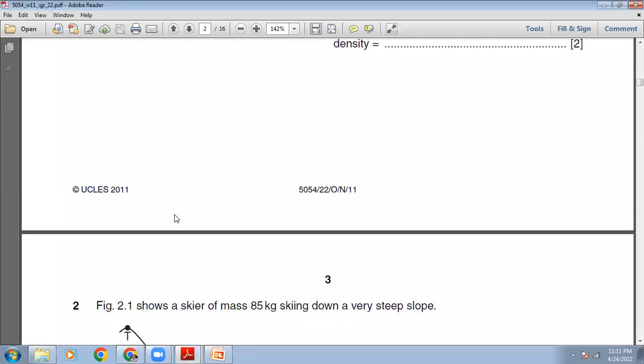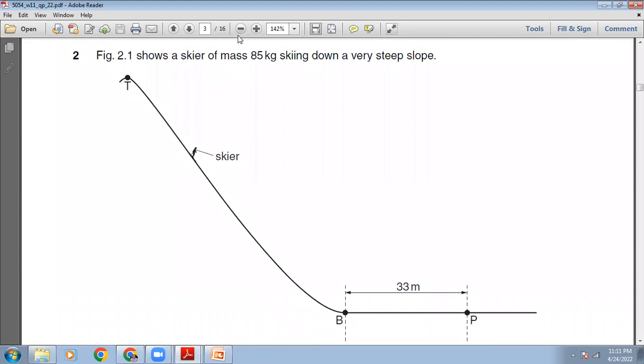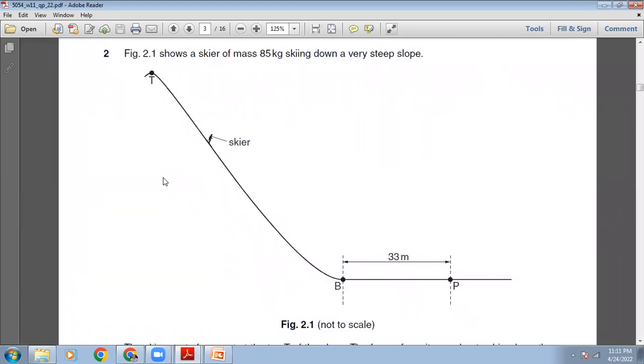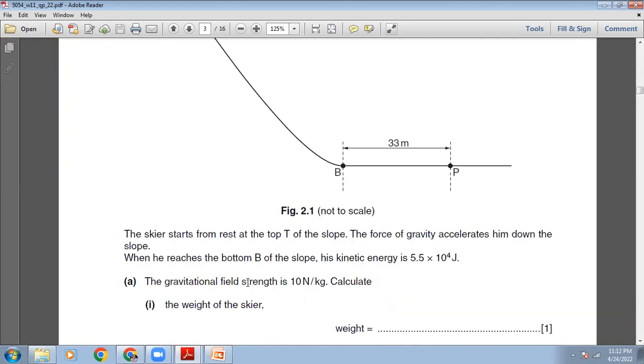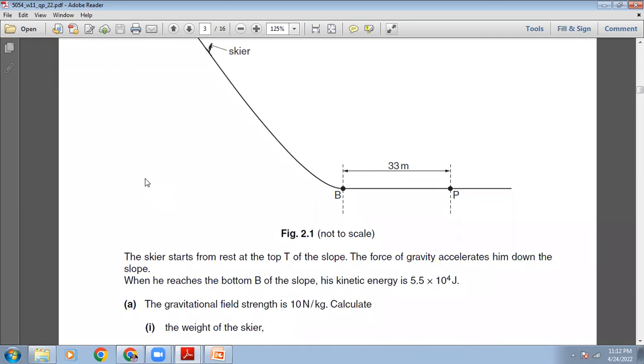Okay, so we are done with question number 1. So we are going to the next question, question number 2. Figure 2.1 shows a skier of mass 85 kg skiing down a very steep slope. So here we have the skier. It's going down a very steep slope, and from B, this thing becomes horizontal, and it travels 33 meter on the horizontal portion of that path.